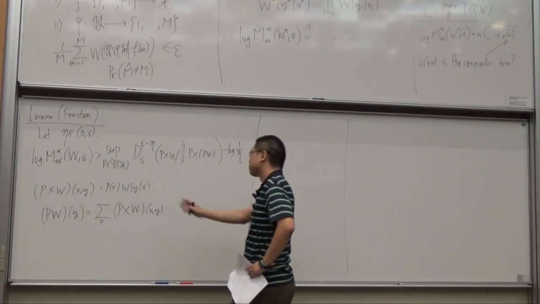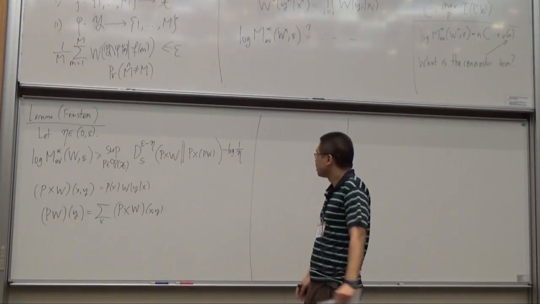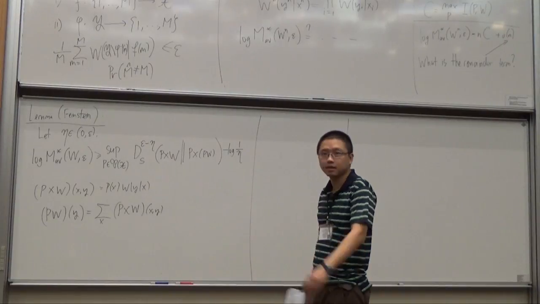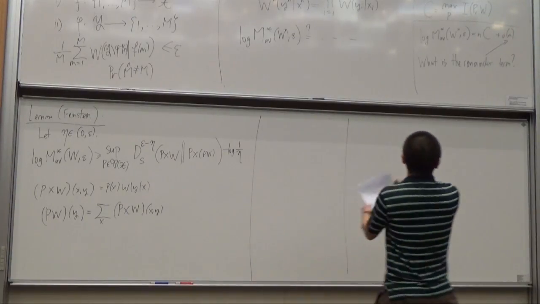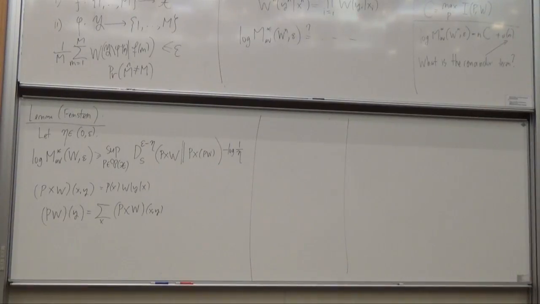That's not necessary. So that's Feinstein's lemma. In order for us to get a lower bound to the asymptotic expansion and to refine this expansion here, so that's what I call the first order term. These are the remainder terms.